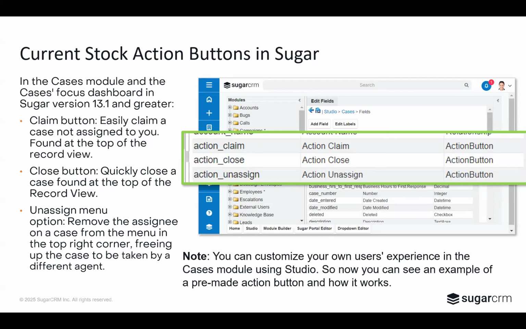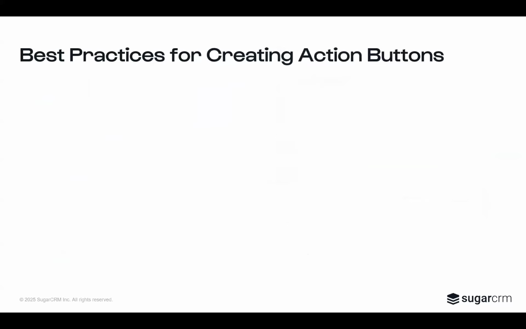And then there's another button that removes the assignee, so it will just blank it out of a particular case, right? So if it had somebody there, they're going to click unassign, and it will remove whoever is in the assigned to field, the user, okay? So those are there already. But let's talk about some best practices when we're discussing action buttons.